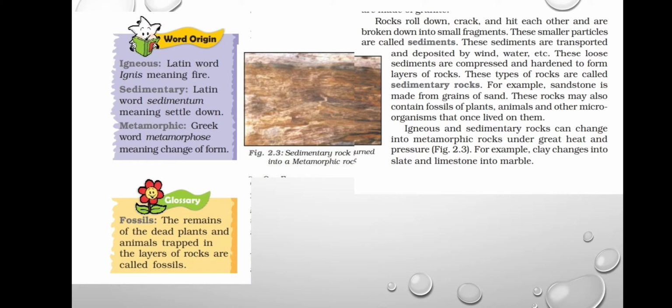So metamorphic rock means any type of rock, maybe igneous or maybe sedimentary, due to extreme heat and pressure condition, the rock entirely changes its physical and chemical composition. Okay, and it is converted into metamorphic rock. So the process is known as metamorphism.